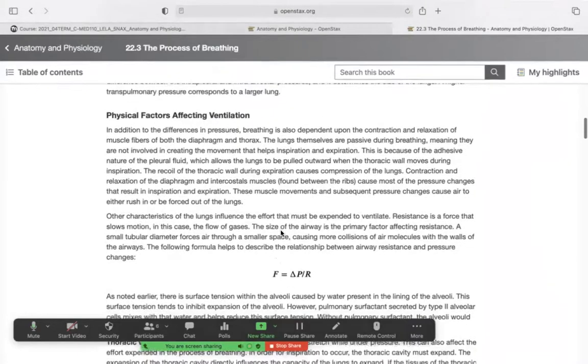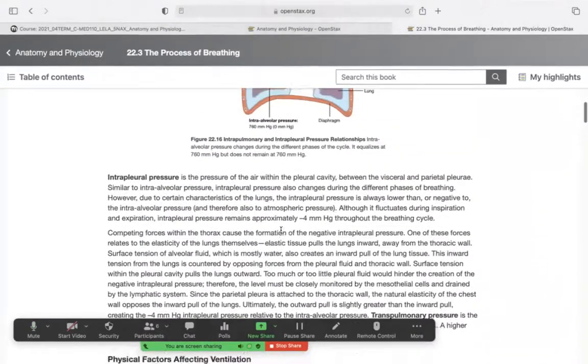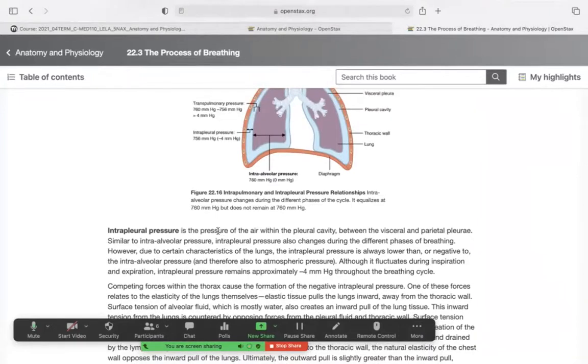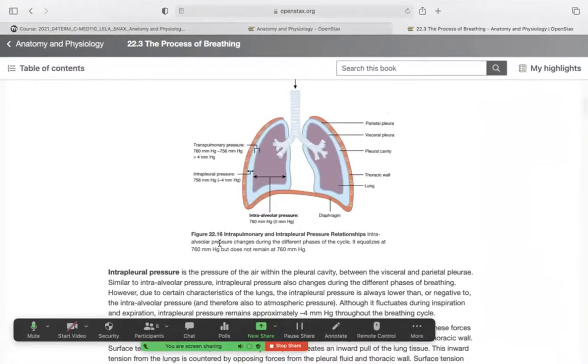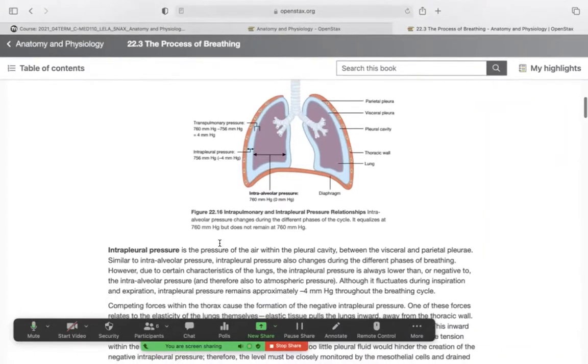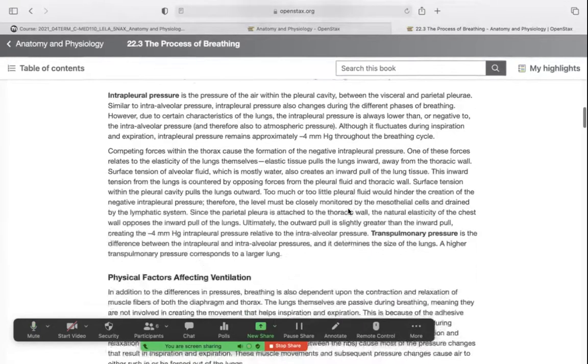All right, just know that there's an internal pressure and an external pressure, and that the different interplays within the pressure can dictate inhalation and exhalation. But if anything ever poked a hole, like a knife wound, bullet wound, or any foreign body, then we'd have a problem.